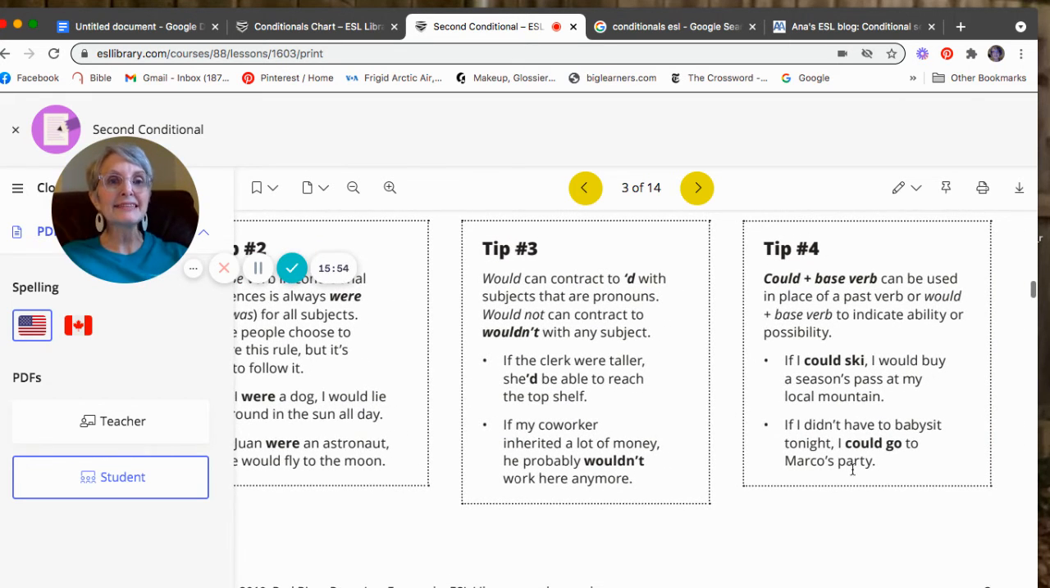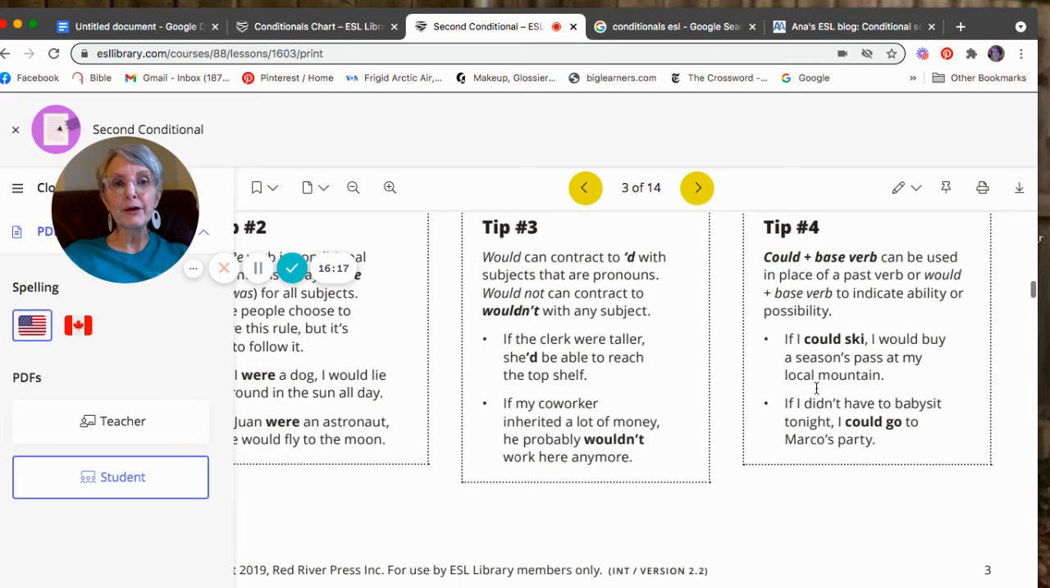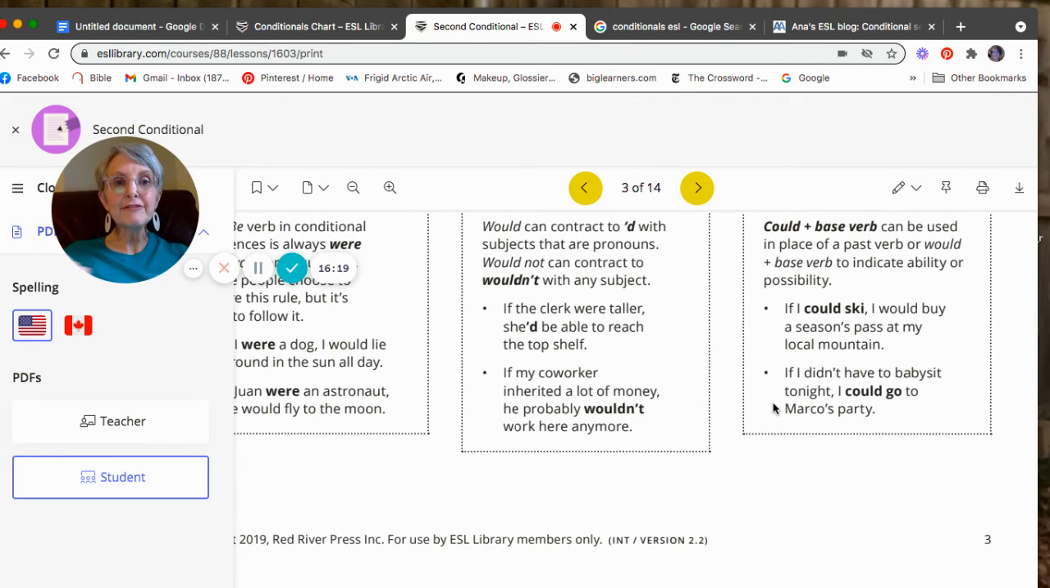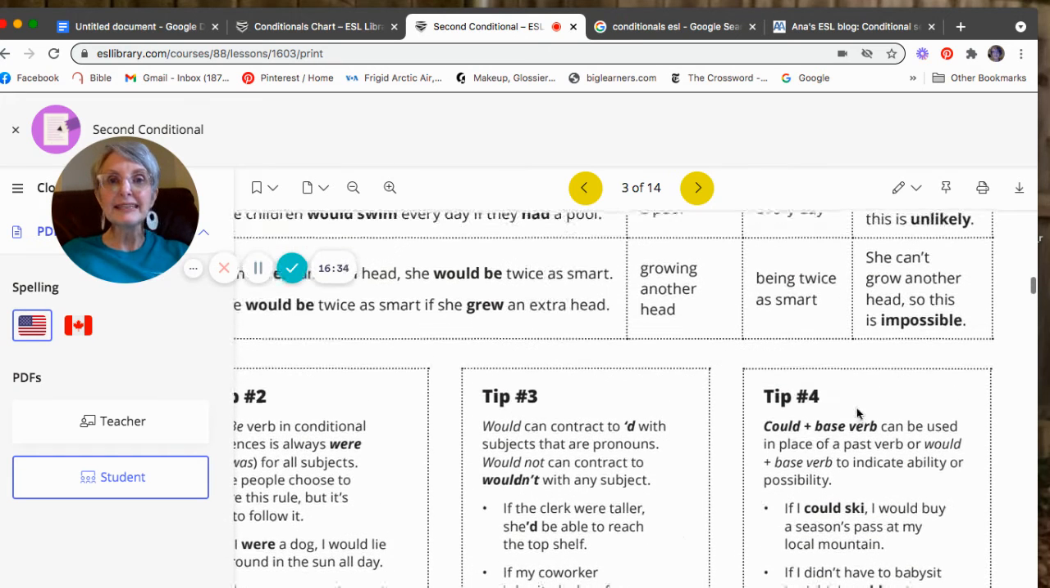All right, and then our last tip, could plus the base verb can be used in place of the past verb or would plus the base verb. So if I could ski, I would buy a season's pass at my local mountain. If he didn't have to babysit tonight, I could go to Marco's party. So we can say could instead of talking about it being would or wouldn't. All right, so those are just some of our tips.